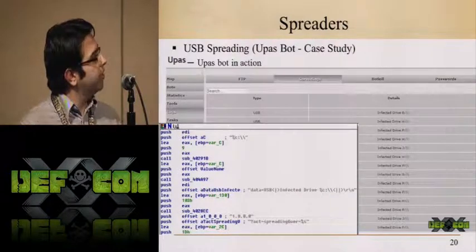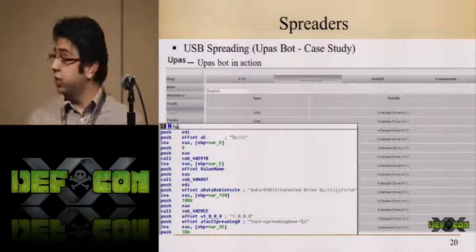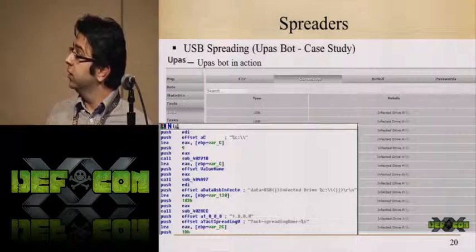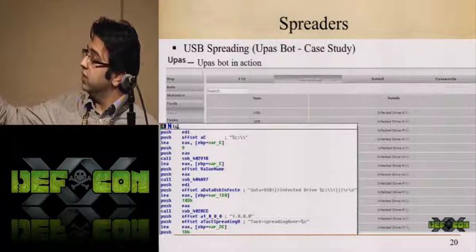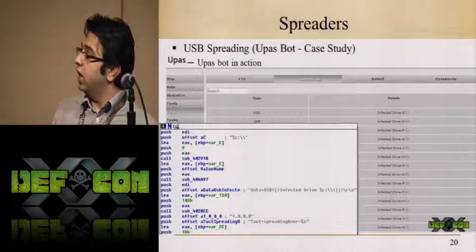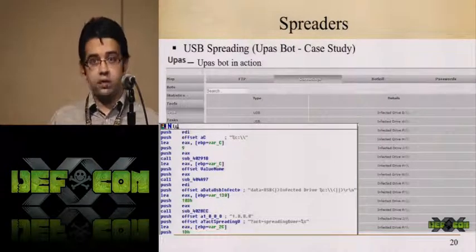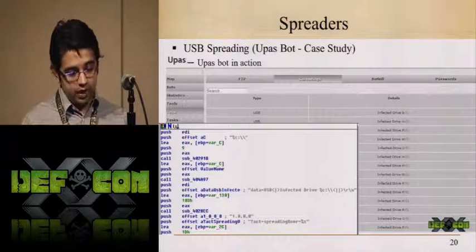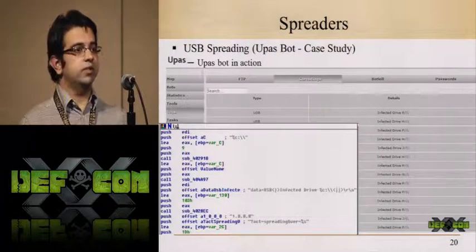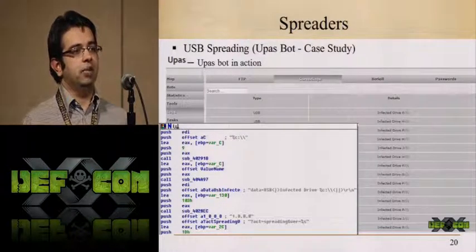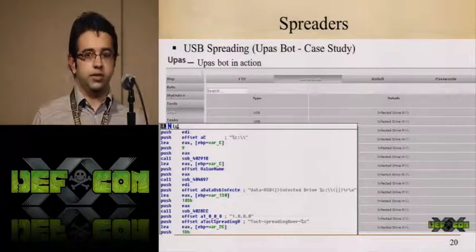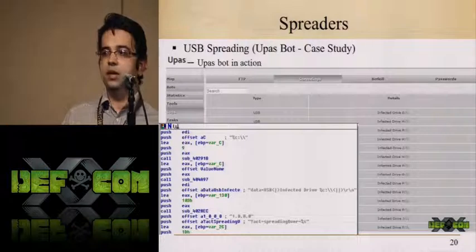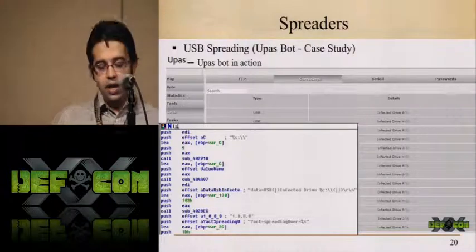So when we connect it back to the command and control server, it gives you an idea of the USB spreading. That shows you how many USBs have been infected by the bot, and it also picks up what kind of drive letters it picks in the system and things like that. So it's a system to system level infection. The bot has to enlarge and make the botnet really bigger, so it has to keep on spreading in that way. This is one spreader.